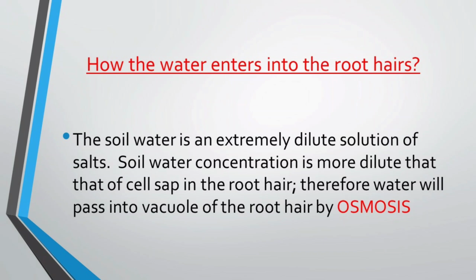And now we have to know how the water enters into the root hairs. The soil contains water. That water is called soil water. The soil water is an extremely dilute solution of salts. So, water's concentration is more dilute than that of cell sap in the root hair. Therefore, water will pass into the vacuole of the root hairs by the process of osmosis.